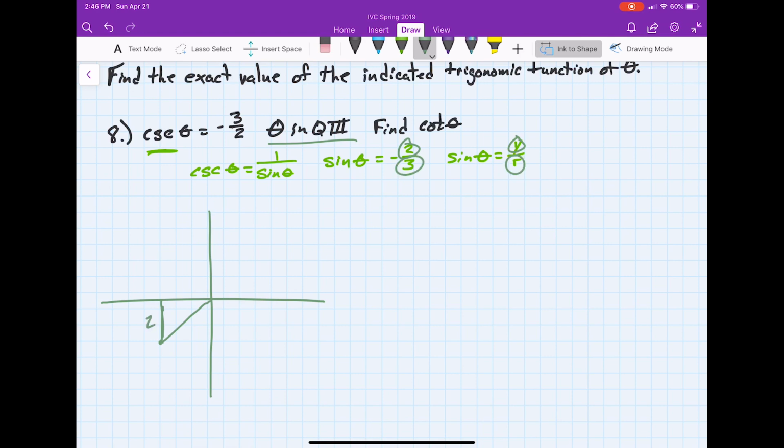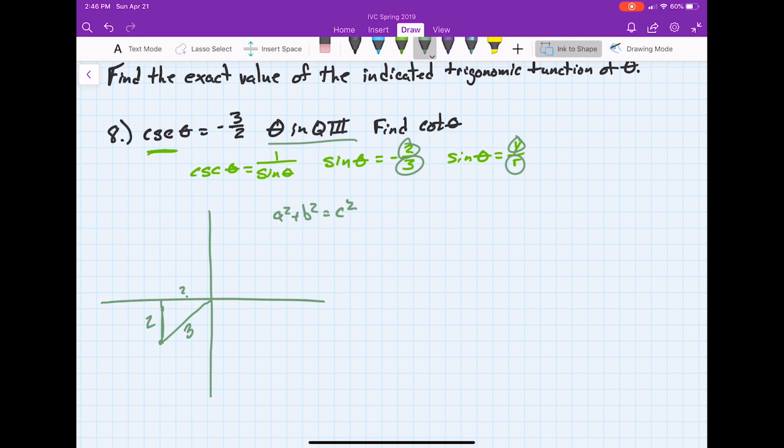We know our radius is 3. So there's our 3. And we don't know what this is. It's also going to be a negative. So our cotangent is going to be positive, which we should have known because the tangent functions are positive in quadrant 1 and quadrant 3.